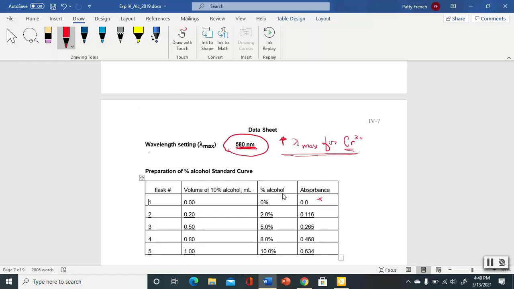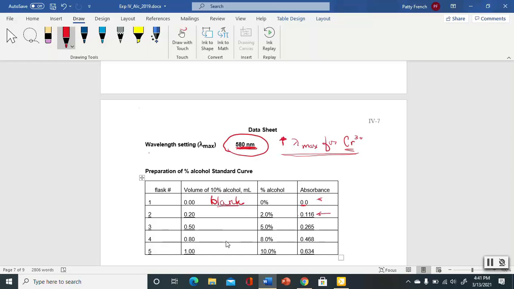So this was the data that I got when I did this experiment. My 0% alcohol was my blank, and I kept that for use throughout the experiments. So my first one was a blank, and I set my absorbance to read 0 with this particular sample. Then I measured the contents of flask 1 at 580 nanometers, and I got an absorbance of 0.116. The third flask, which contained a half a milliliter of 10% alcohol, I measured at 0.265.